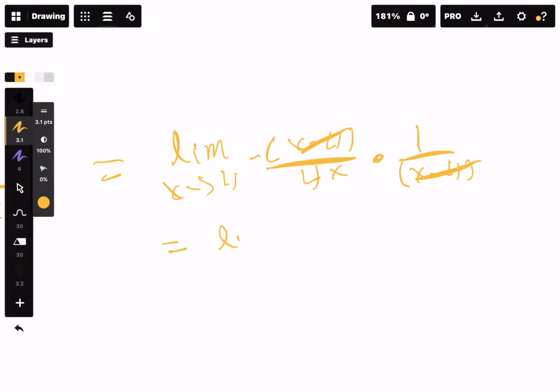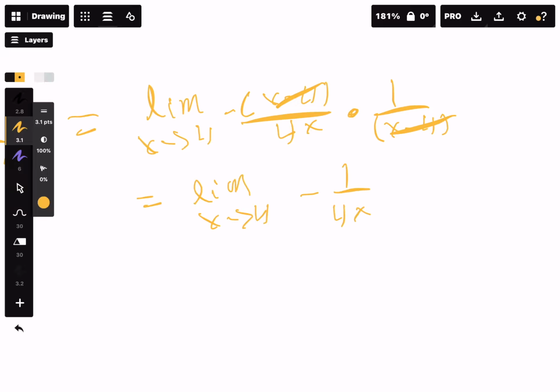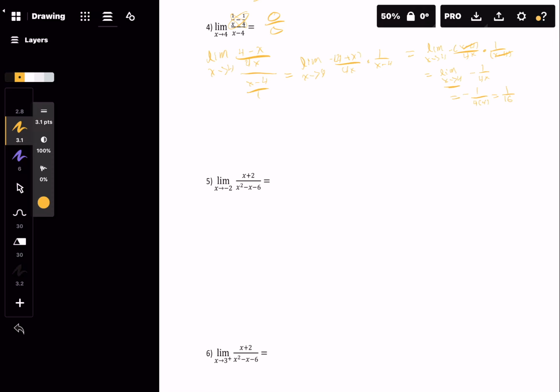This will leave us with the limit of x approaching 4 of negative 1 over 4x. Then we can evaluate the limit, which equals negative 1 over 4 times 4, which equals negative 1 over 16. Okay, let's do one more problem.